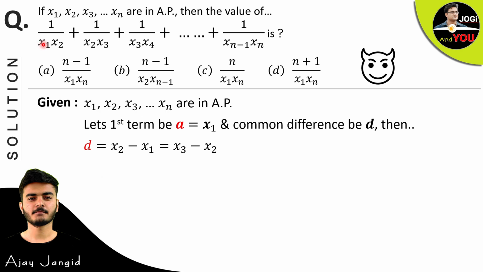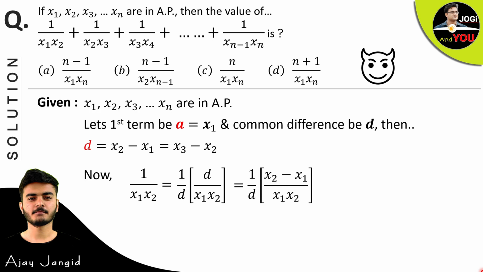So now we take the first term from the actual question, which is 1 over x1 x2. Let's find the value of it according to our given things. So what if we multiply this with d upon d? Still the value of it remains the same. So let's keep the outside d as it is and replace the inside d with x2 minus x1, because our denominator is x1 x2, so we will use the same term on the upper side also.